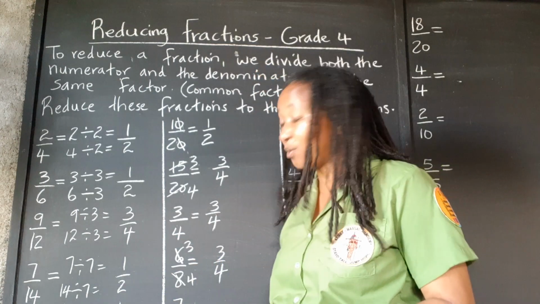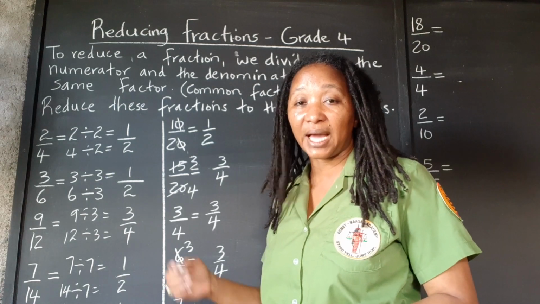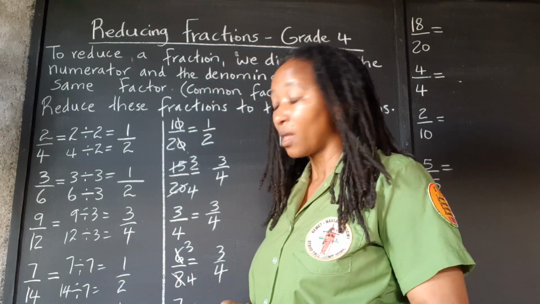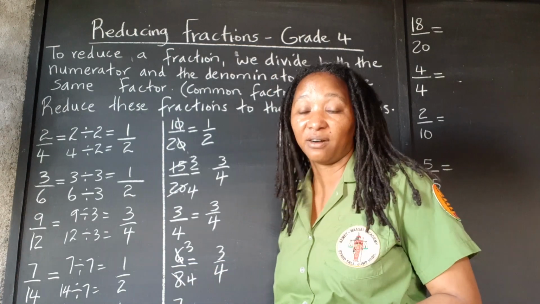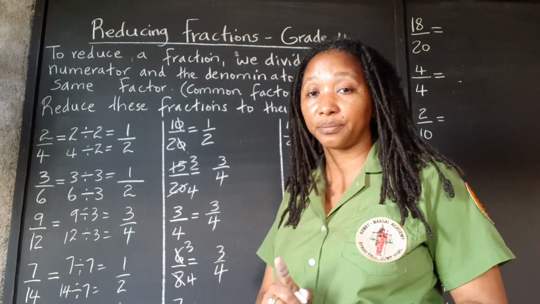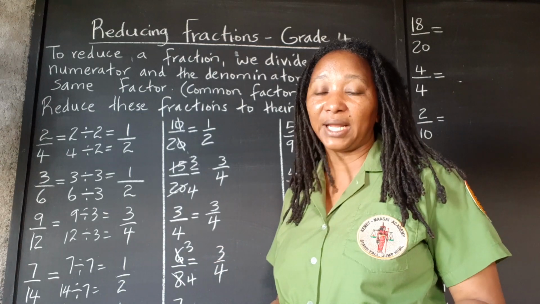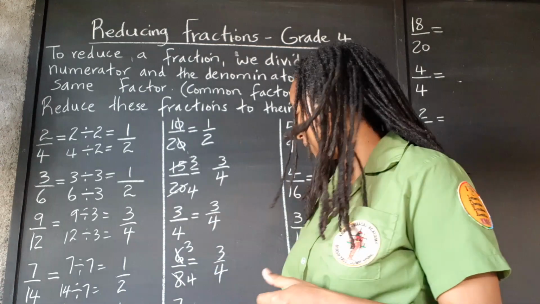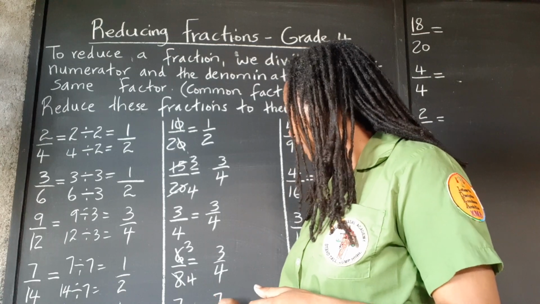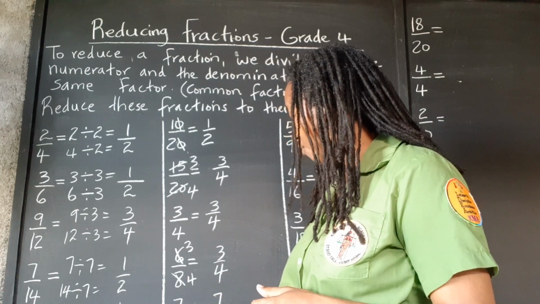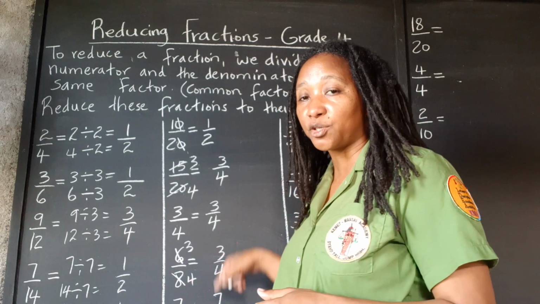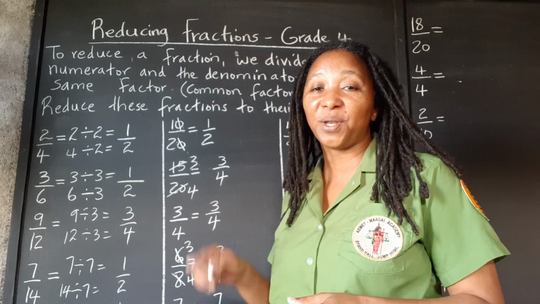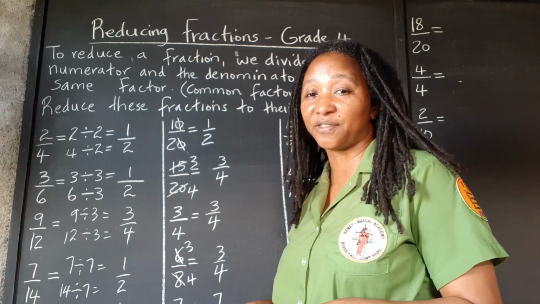How about 7 over 8? Can this fraction be reduced? The only common factor of 7 and 8 is 1. There is no other number that can go exactly into 7 that can also go exactly into 8. Therefore, 7 over 8 is already in its simplest form. We're going to rewrite it to show that we know that it's already in its simplest form.